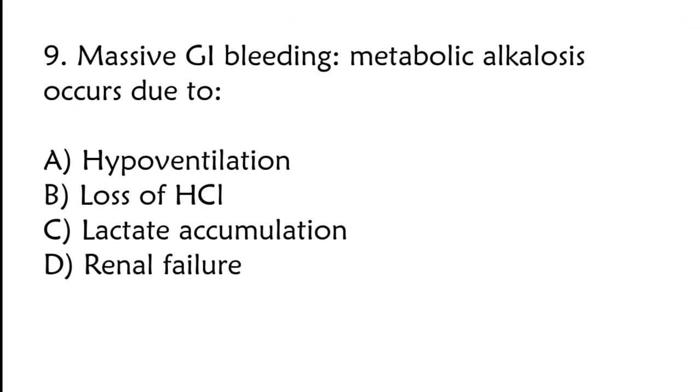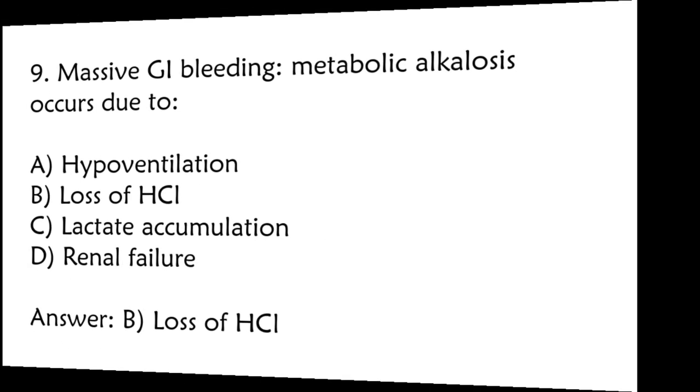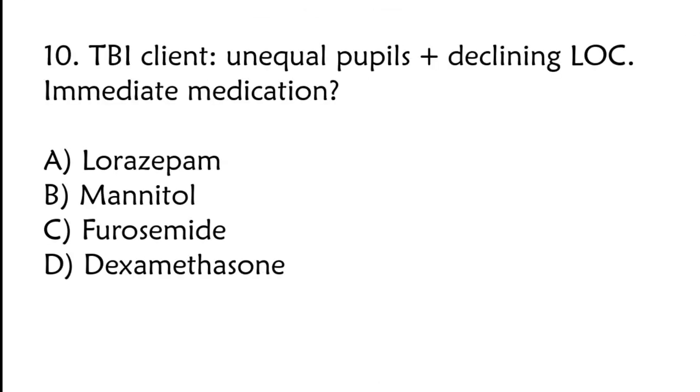Massive GI bleeding, metabolic alkalosis occurs due to. Correct answer is B. Loss of HCl. TBI client, unequal pupils plus declining LOC, immediate medication? Correct answer is B. Mannitol.